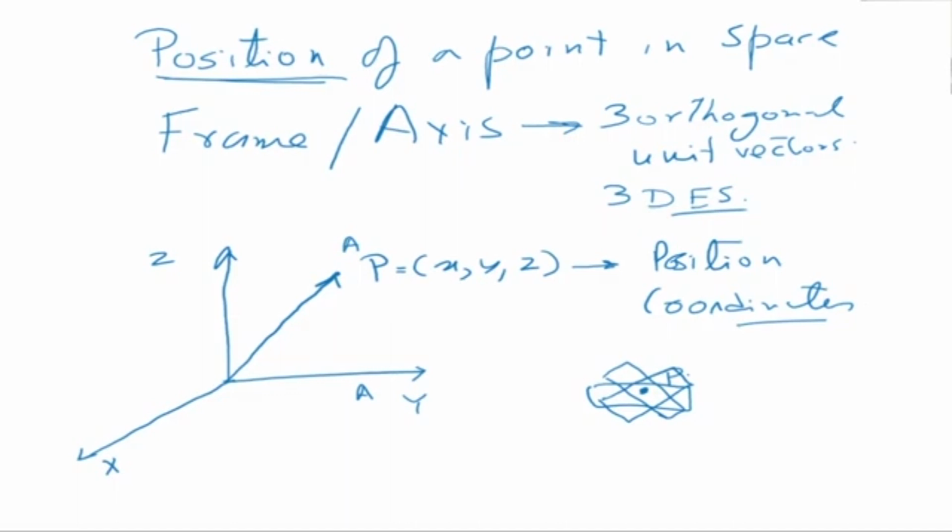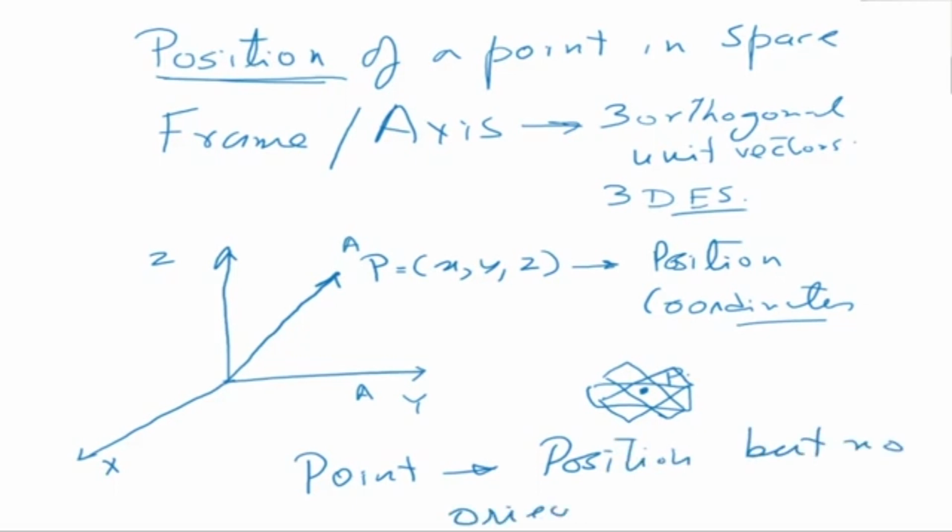So after position, what we need to do is define the orientation of a point. Sorry, not of a point. A point has only position, no orientation. These are small things, but we need to be careful. So a point has position, but no orientation. So we need to define the orientation of a body also.